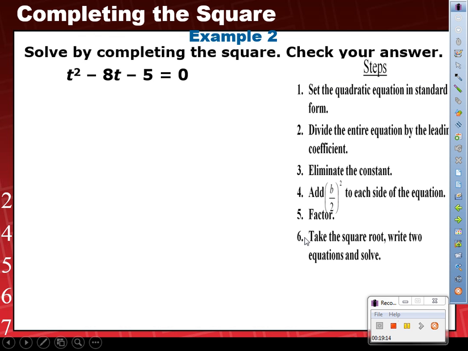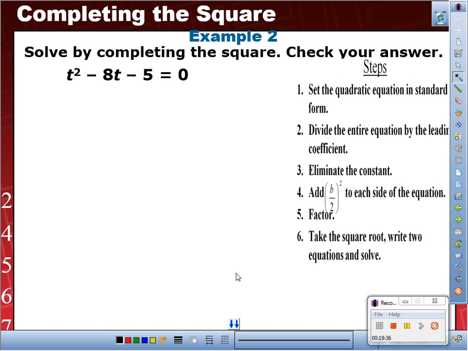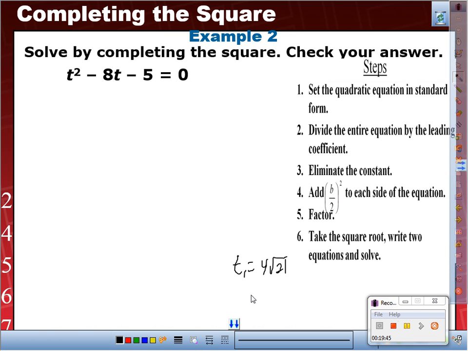Example 2. Copy this one. Do this one by yourself. We already did one together. See how you do with this one. T squared minus 8t minus 5 equals 0. Copy that and solve. Go. All right, let's see. T sub 1 is 4 plus square root of 21, and T sub 2 is 4 minus square root of 21.